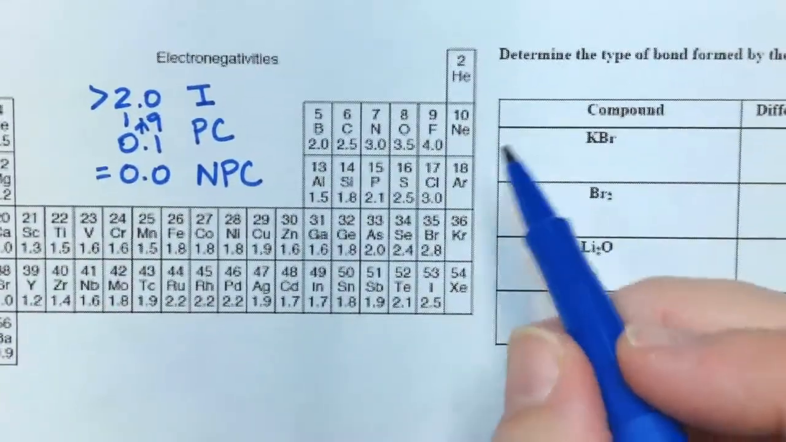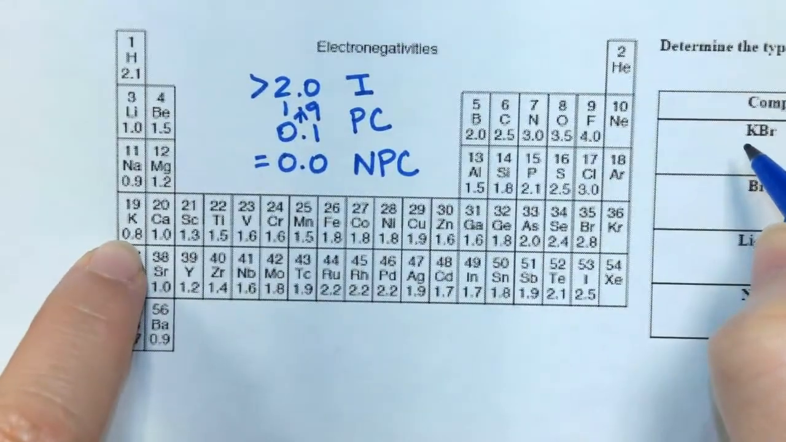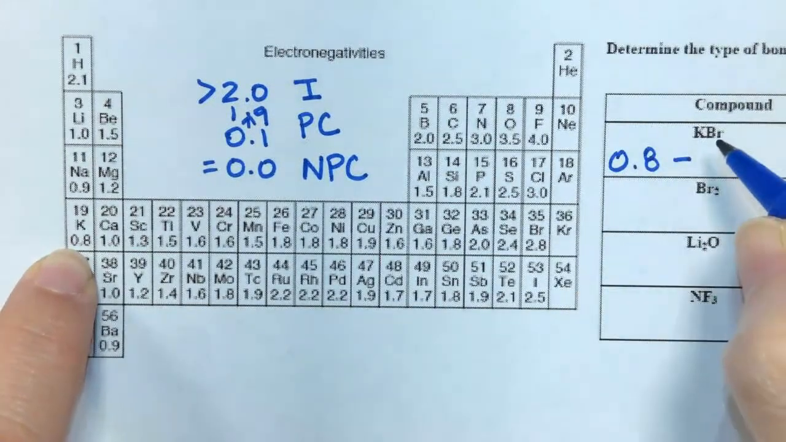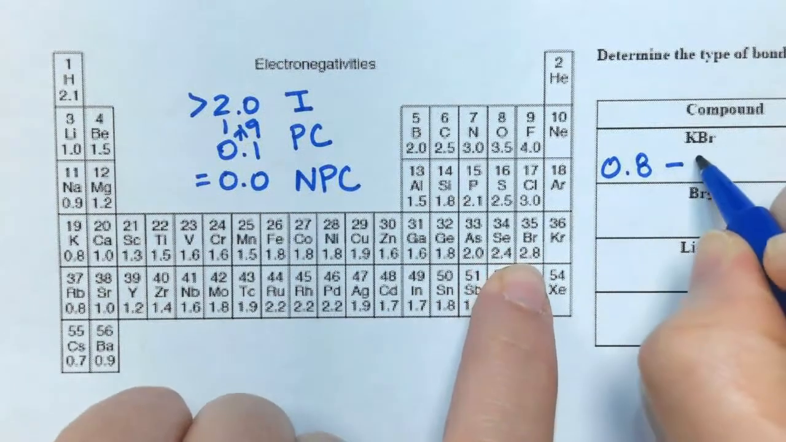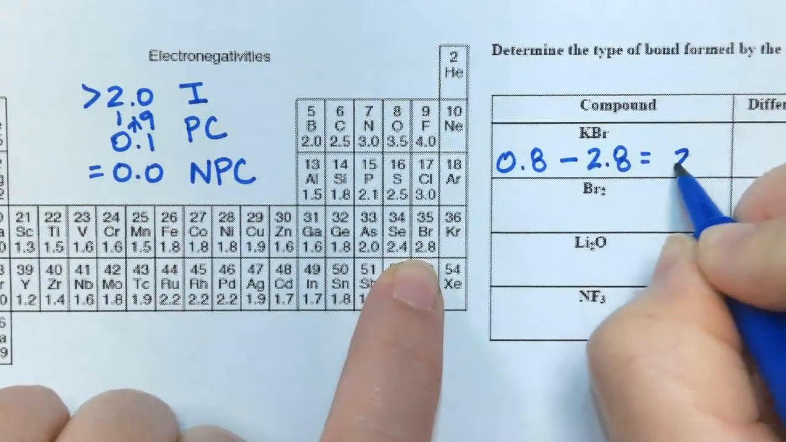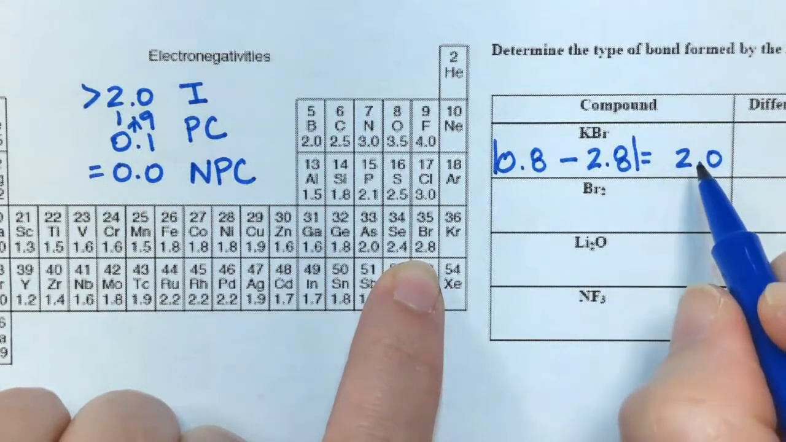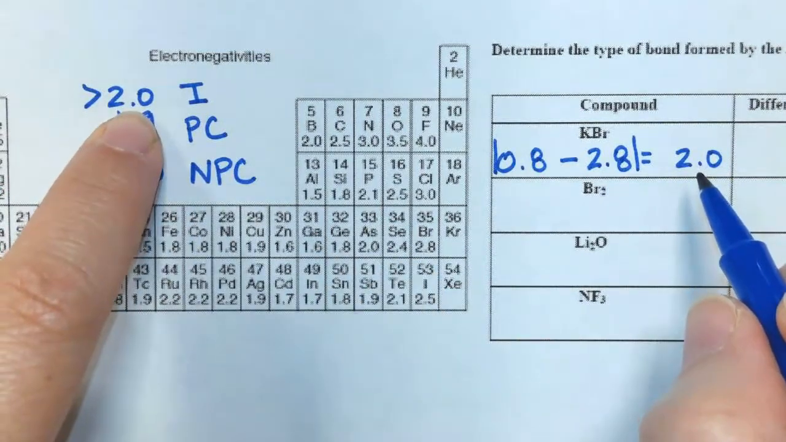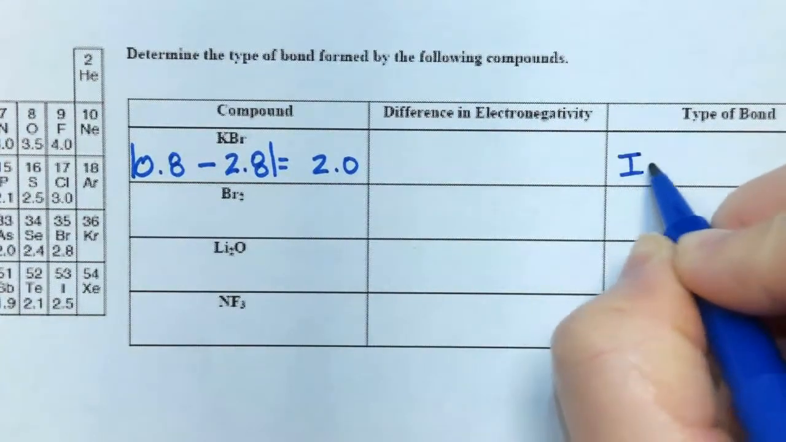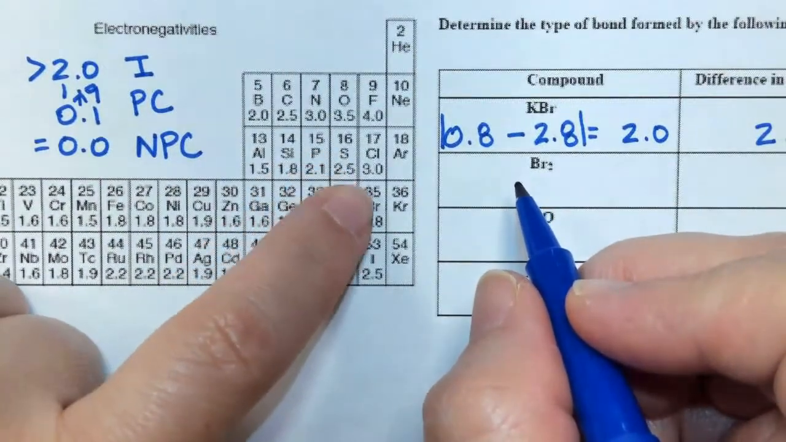So here I have KBr. K has an electronegativity of 0.8 minus, and then Br has an electronegativity value of 2.8. And when you subtract these, you're going to get 2.0. Remember, it's the absolute value, so we don't have negative answers. So since this is 2.0, that means that this compound is ionic. And so type of bond is ionic. The difference is 2.0.